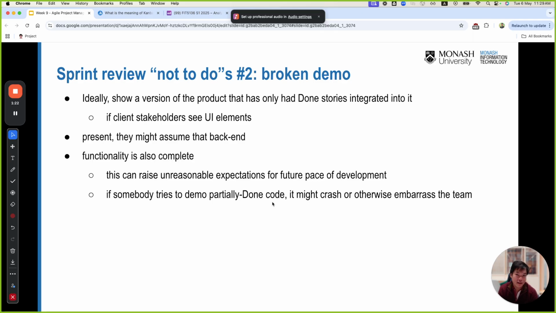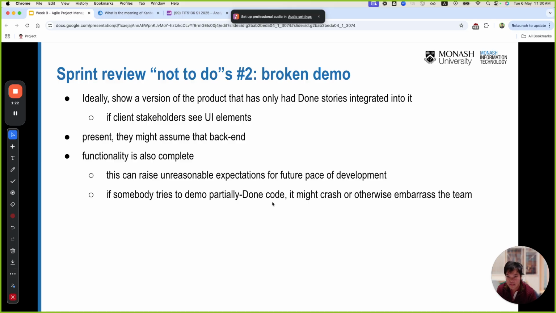Second one, broken demo. This is what will happen during the week 12 demo, okay. So ideally, you should show a version of the product with user stories that have been implemented completely, correctly, and effectively as well, okay? That means you should not demonstrate any bug or broken demo during the week 12 presentation at all.